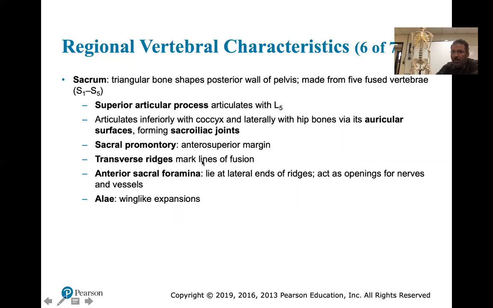Right. Transverse ridges mark lines of fusion, and you'll see that. If I go in there, we've got to look at that. Right. You see these ridges in here, all right? Right, that's where they fused. Remember, your sacrum was usually 5 bones, and the coccyx is 4 or so. They actually fuse right after you're born or right before you're born.